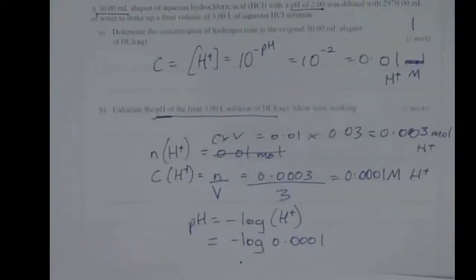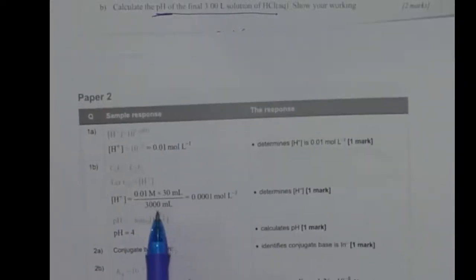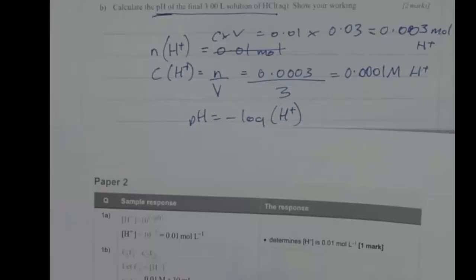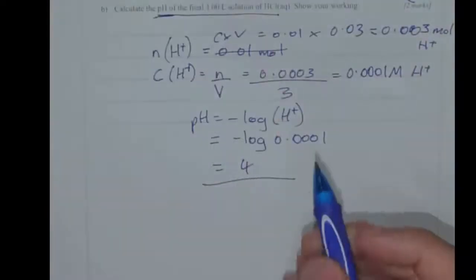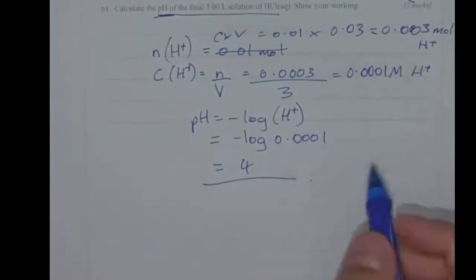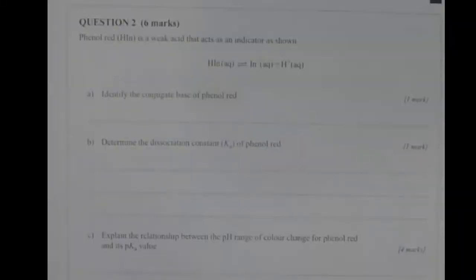Determines the H plus concentration. Calculates pH. How did they do it? Dilution, C1 V1. Yeah, they could do it that way. I don't like to do it that way unless it's a dilution. This is sort of a dilution, so you could have thought of doing it that way. That's quite okay. Don't do stoichiometry with that though.